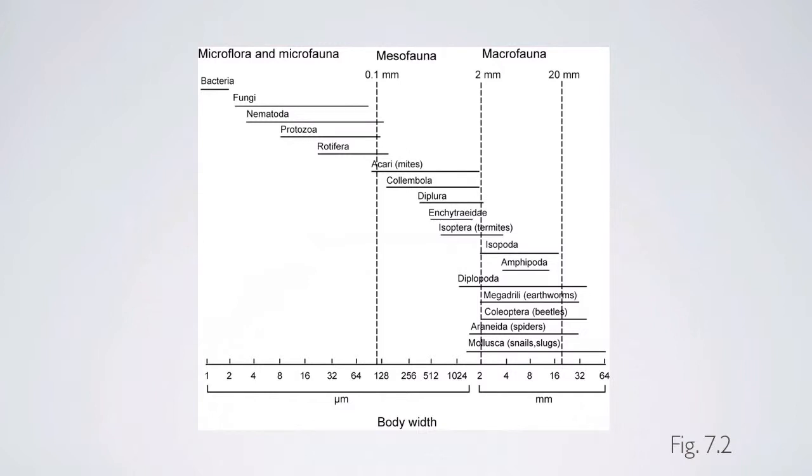This is figure 7.2, which gives you an idea of the size of the organisms that are associated with decomposition. So we generally talk about microflora or microfauna, and flora is just a general term which involves microbes. But the microbial community is small, often less than 100 micrometers. Bacteria are the smallest, and fungi have a range of sizes.